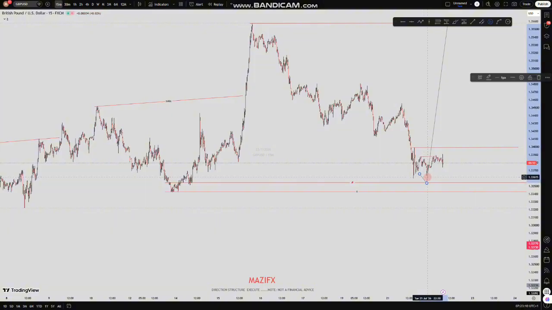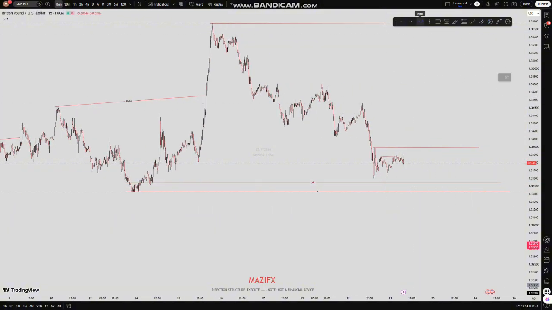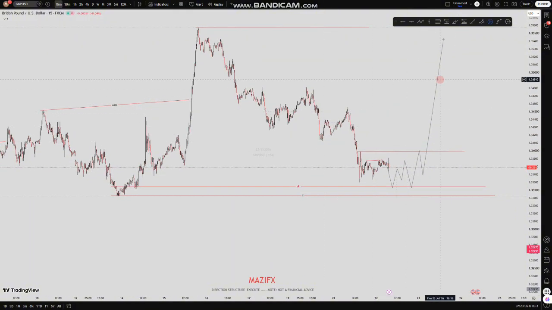Then once price drops to that point, what are my expectations? So I'll be expecting price to do something like this: create a low, use that low for liquidity, create a high, and come into the 50% range, and boom. This is what I'll be expecting. That is my confirmation. 50%, yeah.